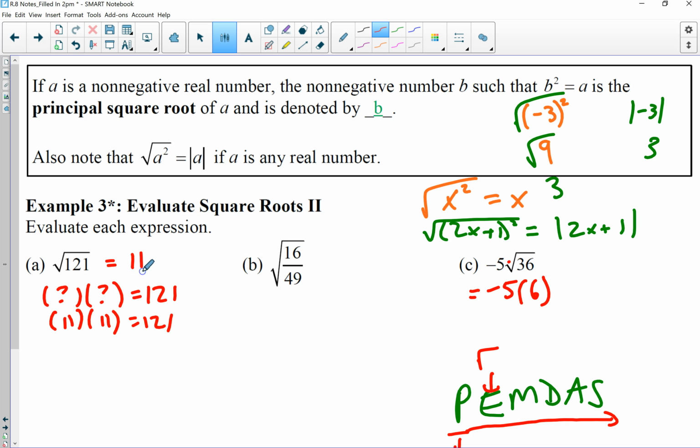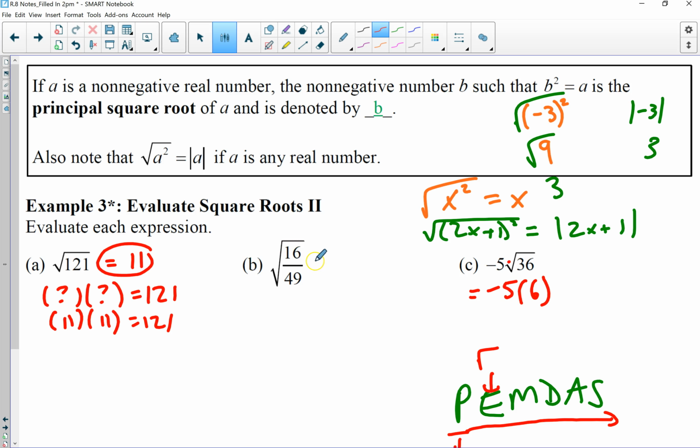So I could just type that right into my calculator, or I can kind of go through that process of figuring out what the two things are that multiply and create that value. That process is helpful when it's a nice whole number like 11, but if it's not a nice whole number, then that's where things get a lot more difficult. So there we just calculate our root.